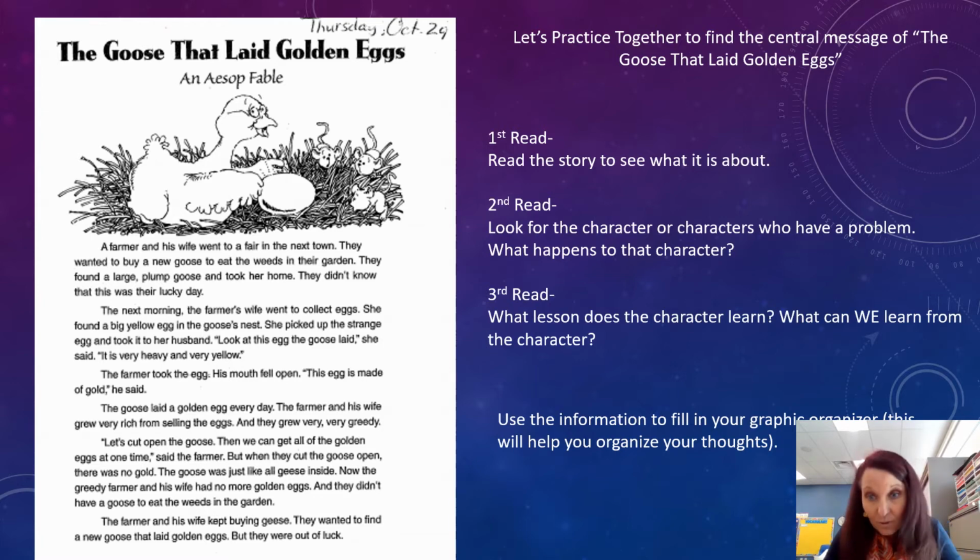And the reason we call it a graphic organizer, it's something that we can see that helps us organize our thoughts. Because sometimes it's hard to organize what we're thinking inside our head unless we write it down. So that's why it's called a graphic organizer. All right, so let's see how we're going to put that information into the graphic organizer.